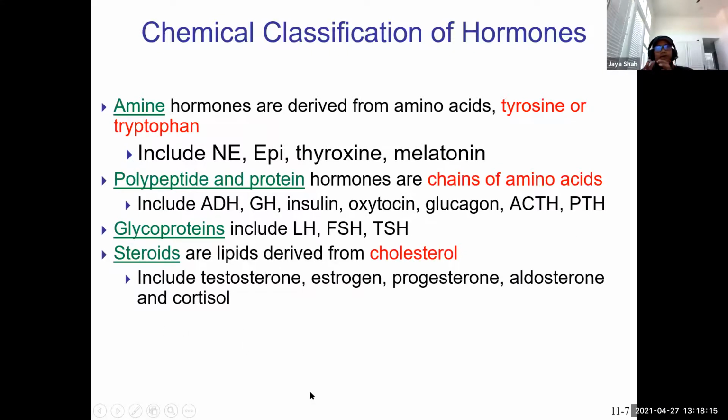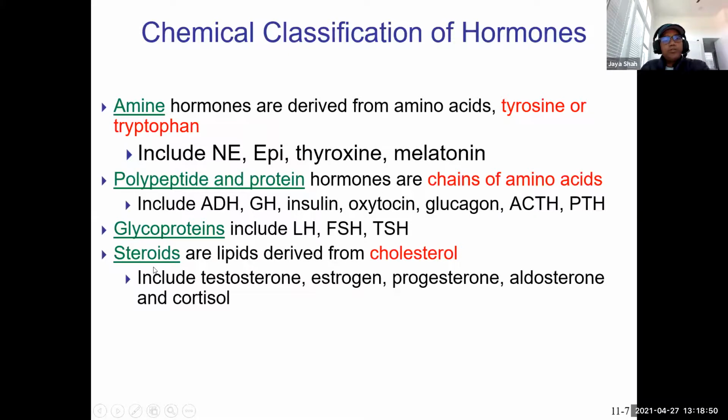Some hormones are composed of protein as well as glucose. That's why we call them glycoproteins. Glycoprotein hormones are composed of protein and glucose, and they include luteinizing hormone, follicle stimulating hormone, and thyroid stimulating hormone. Okay. These protein and peptide hormones and amine hormones are usually water-soluble. Glycoprotein hormones, some of them are water-soluble, some of them are fat-soluble too.